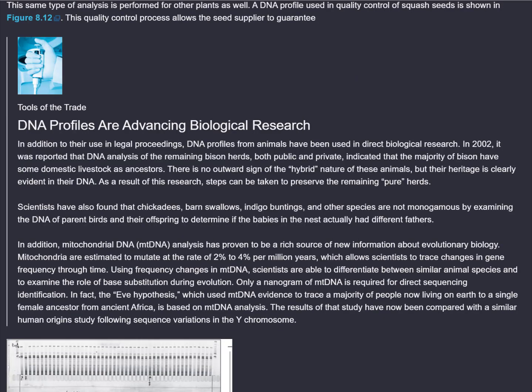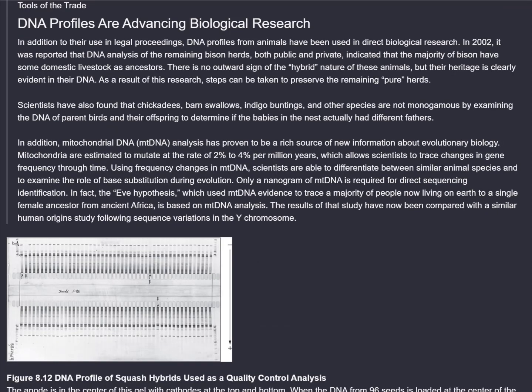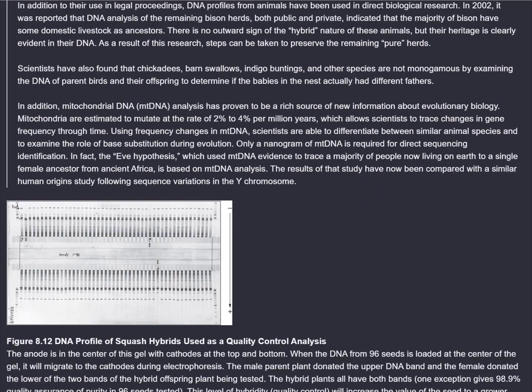This same type of analysis is performed for other plants as well. A DNA profile used in quality control of squash seeds is shown in Figure 8.12. This quality control process allows the seed supplier to guarantee. Tools of the trade. DNA profiles are advancing biological research.